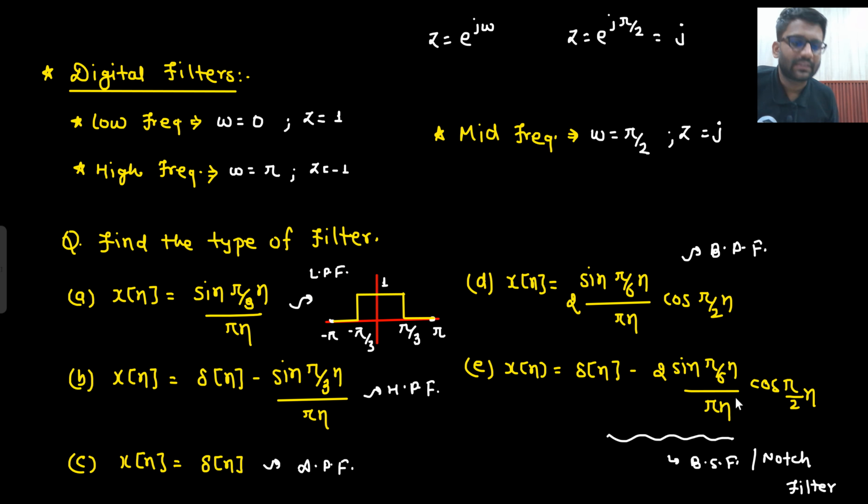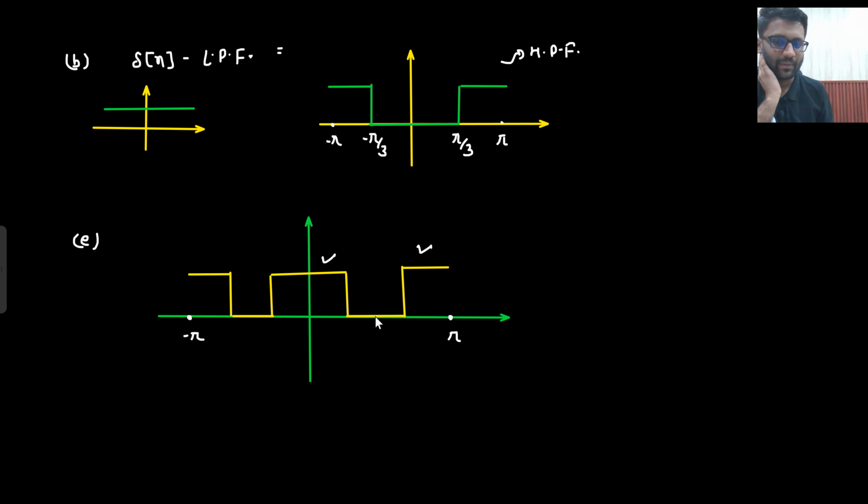You can see the frequency content as well. What is mentioned here? Pi by 6. And here it is cos pi by 2. So the center will move to pi by 2. The band edges will be pi by 2 minus pi by 6 and pi by 2 plus pi by 6. So this point will be pi by 2 minus pi by 6, that is 2 pi by 6 or pi by 3. And this would be 4 pi by 6 or 2 pi by 3.